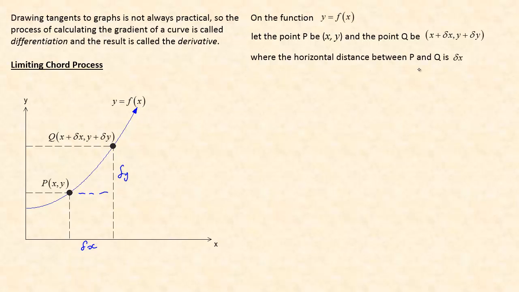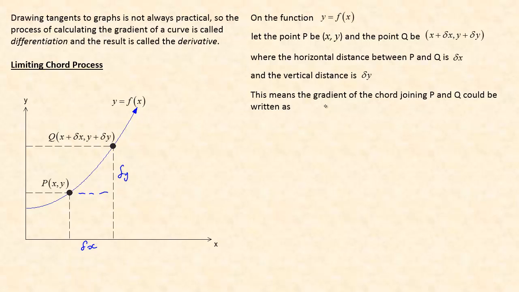The horizontal distance between P and Q is delta x, as we just pointed out. The vertical distance between them is delta y. This means the gradient of the chord joining P and Q could be written as m is y2 minus y1 over x2 minus x1. Remember, that's the formula for a gradient. And in this case, that would be y plus delta y, take away y, so that's the difference in the y coordinates, over x plus delta x, take away x, the difference in the x coordinates. And that's equal to delta y over delta x.